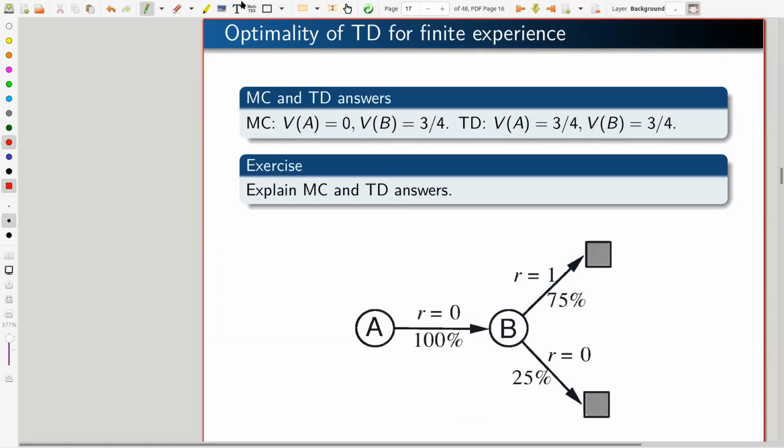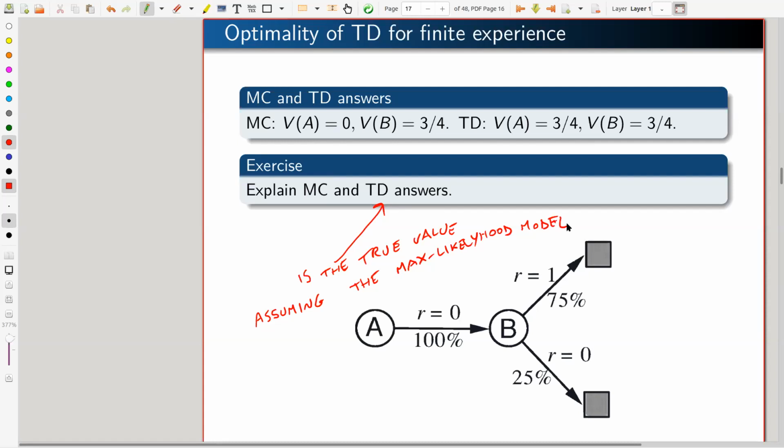Well, this is a theorem. I'm just telling you, but in the exercise at the end, I ask you to prove this theorem, that the TD answer is the true value, assuming, in order to have a true value I need a model, so it is the true value assuming the maximum likelihood model.